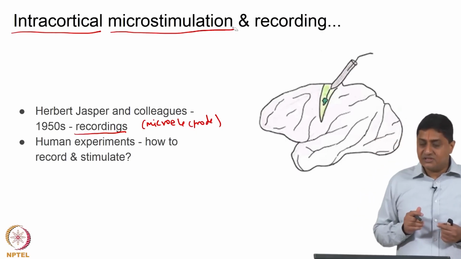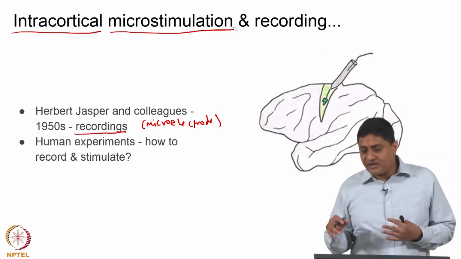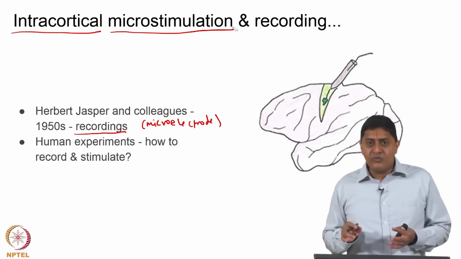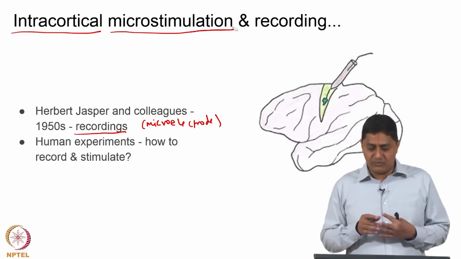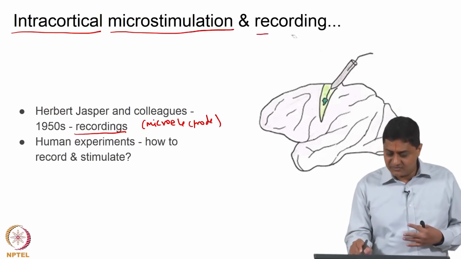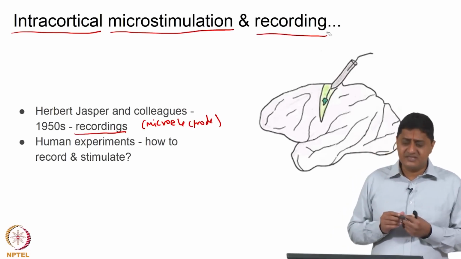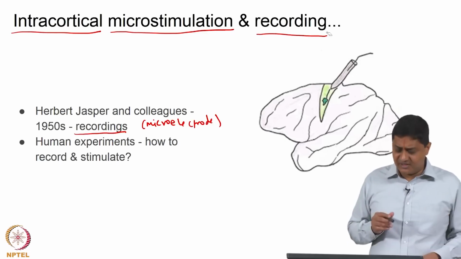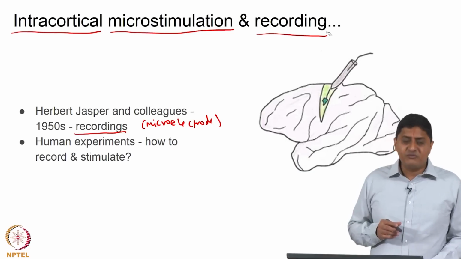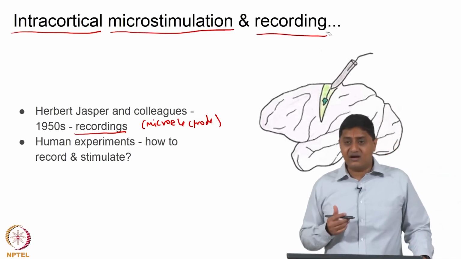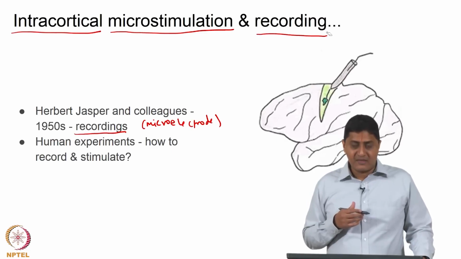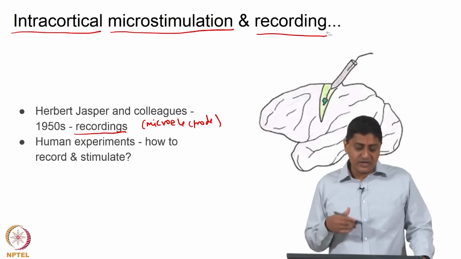The other approach is recording. When the animal is behaving naturally, performing some activity, which area is responding how, that is recording. So, these are all possible in animals and have been very successfully implemented in animals. How do we do this in human experiments? How do I record activity of behaving humans? What is going on in their brain? What is going on in their cortex?